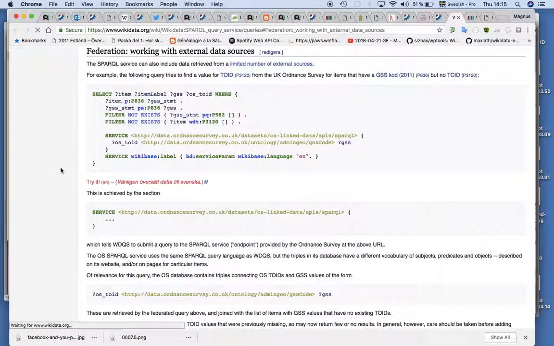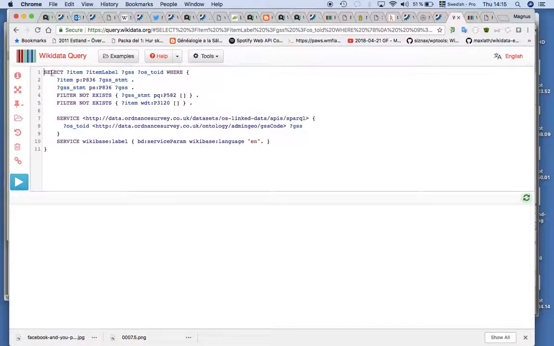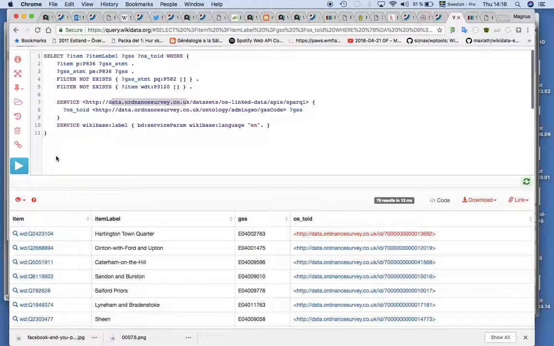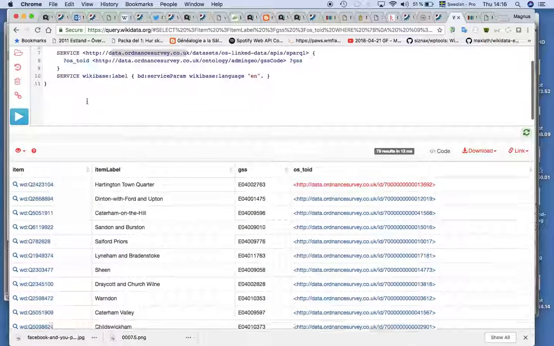you have a query and we say try it. So that means that this is a SPARQL query, filter not exist, find GSS code, which I don't know what it is, and so on. And then we say go to this place to find more information. So the query starts in Wikidata, SPARQL, and moves over and finds the item, is my understanding, at this service. So this is a SPARQL endpoint.